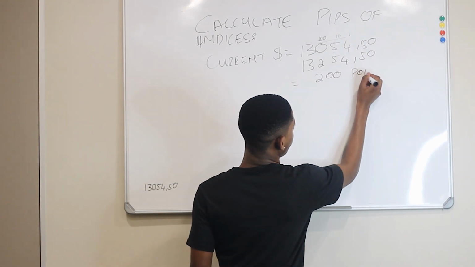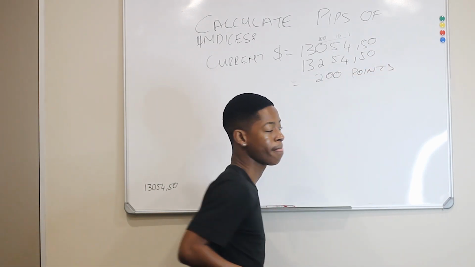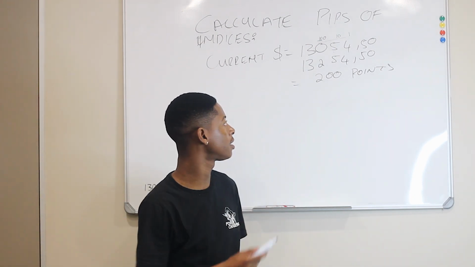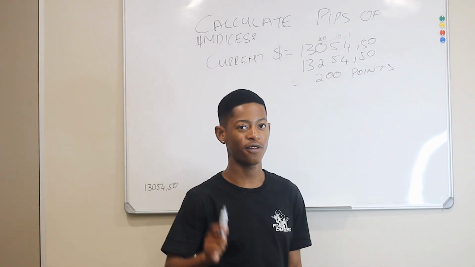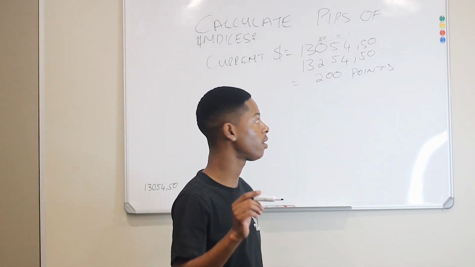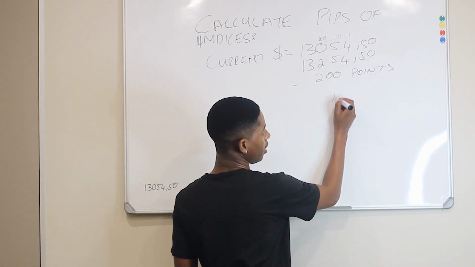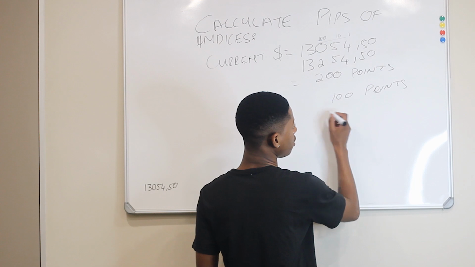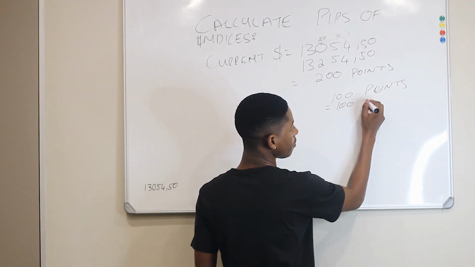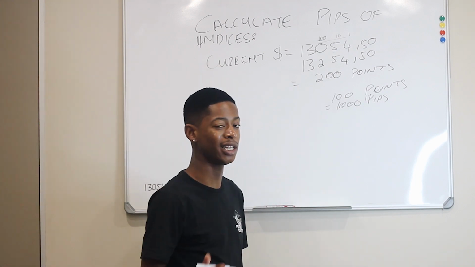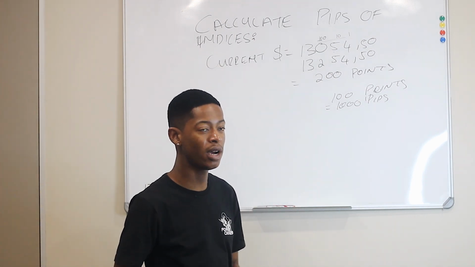200 points. Okay, so price, you can simply see that it moved up by 200 points. Now, one thing that I like about this is that, let me show you, let's convert from points to pips. 200 points is equivalent to 2,000 pips, meaning that 100 points is equivalent to 1,000 pips.